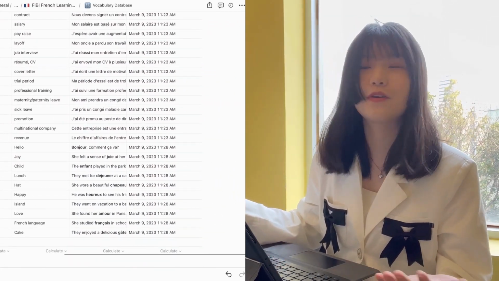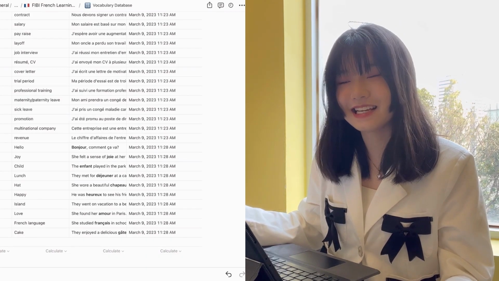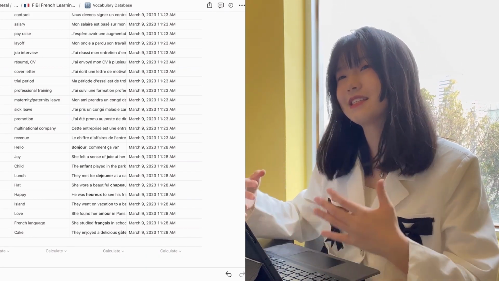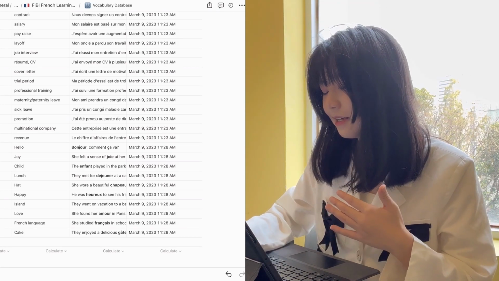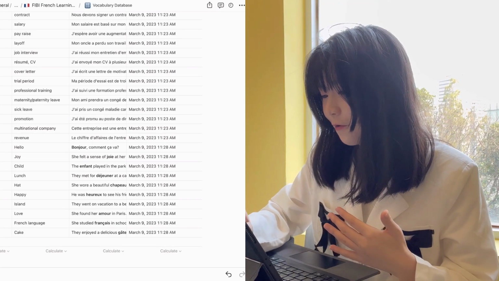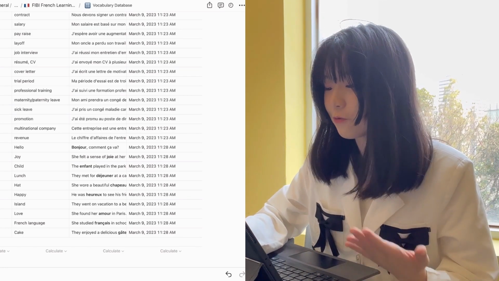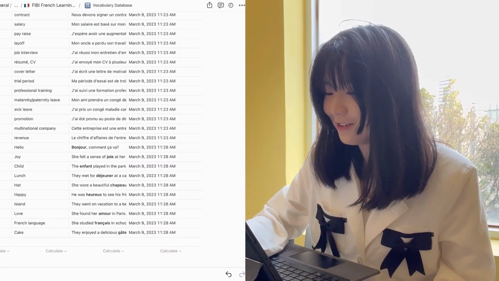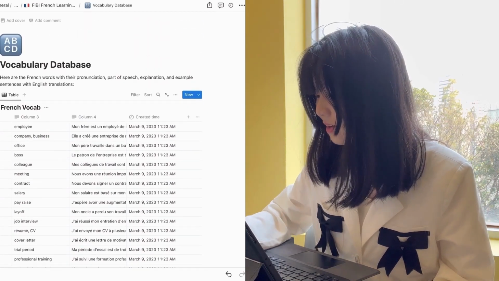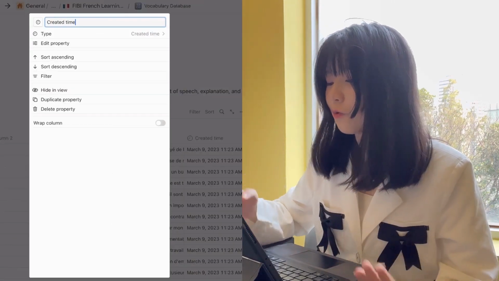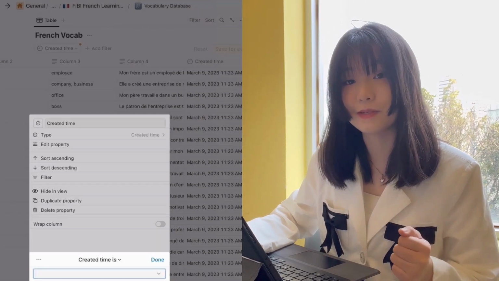For example, three months later, I want to review things I've learned in the first week. Then I can easily create a filter on the created time. Like, I want to review the French vocabulary I've learned on the 9th of March. Then I can just click this one and it will filter out all the vocabularies I learned on a specific day.